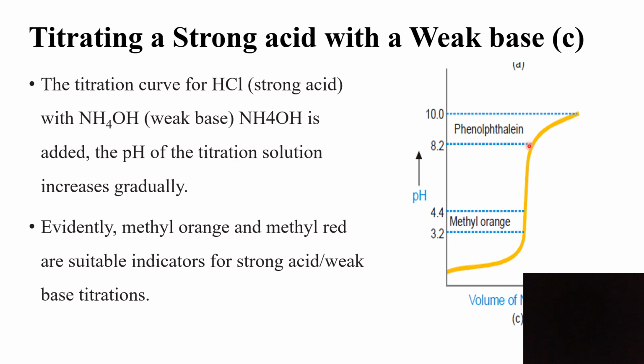When the curve becomes vertical, the pH range of methyl orange, 3.2 to 4.4, and that of methyl red, 4.4 to 6.0, falls on the vertical portion of the curve. Methyl orange and methyl red are suitable indicators for strong acid with weak base titration. The vertical part of the curve is beyond the range of phenolphthalein, hence only methyl orange and methyl red are used as indicators.